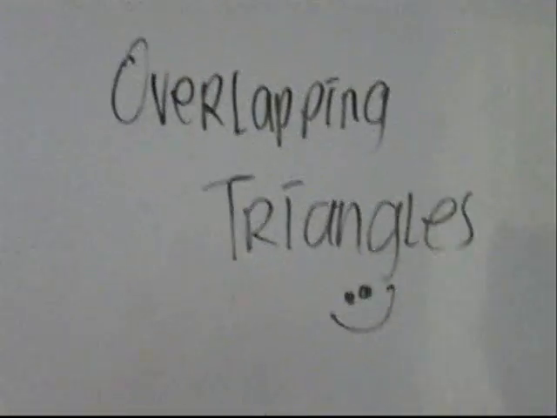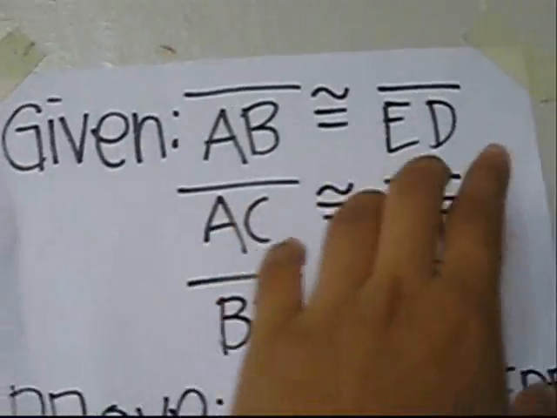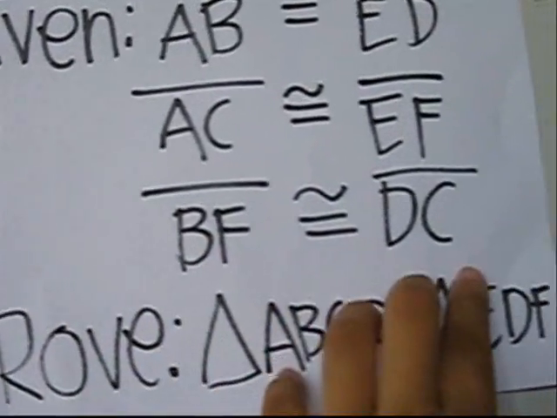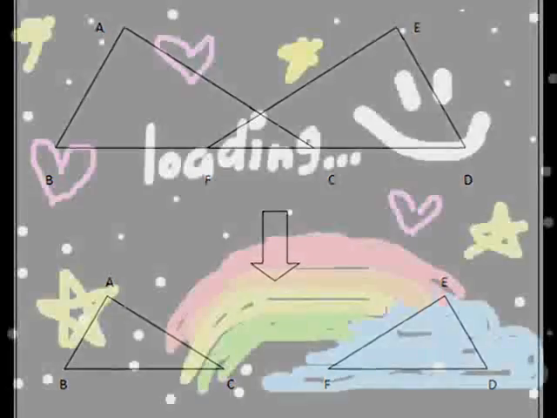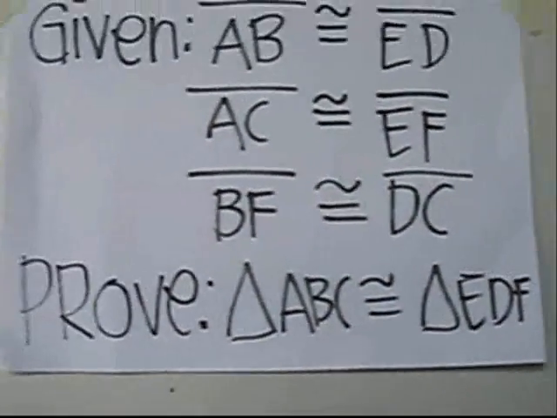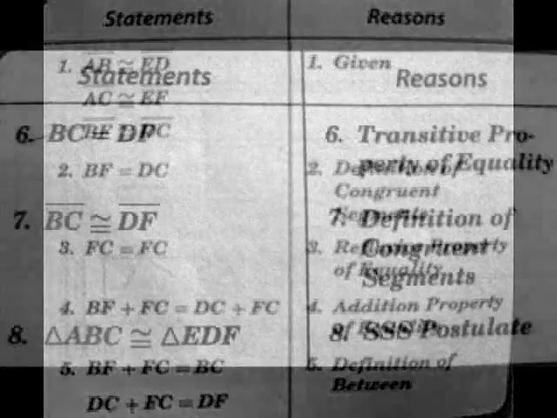Overlapping triangles. We have here example number 1. The given is line AB is congruent to line ED, line AC is congruent to line EF, while line BF is congruent to line DC. Let us refer to the figures shown. Prove that triangle ABC is congruent to triangle EDF. So this is the two-column proof for the example.